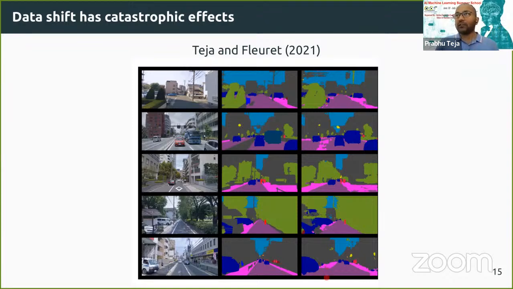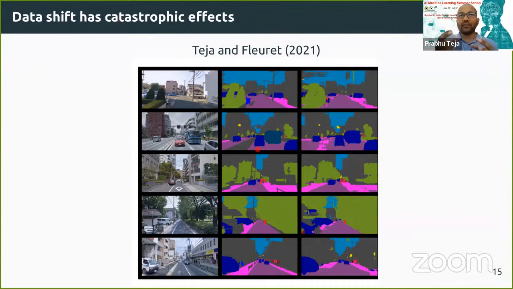And of course, if a car drives on a footpath, it can have very disastrous consequences. So this is called data shift. Why is it called data shift? Because the way the data looks in Europe is quite likely different from the way data is in Asia.